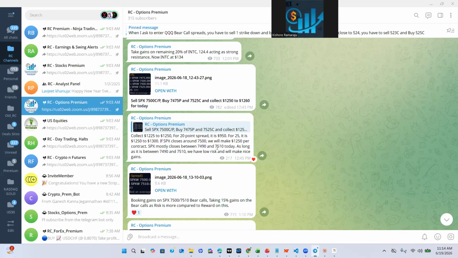SPX should mostly close between 7490 and 7510. So it exactly closed in between. As long as it is between these two, we have low risk and we'll make nice gains. So it exactly closed at 7500.